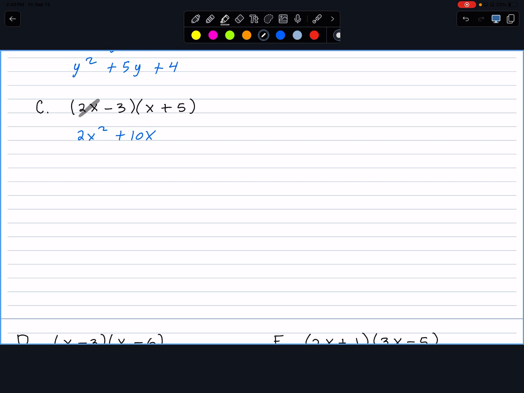I'm going to move on to the negative 3. Make sure it's negative 3, right? Because that's a minus 3. So negative 3 times x is negative 3x. Negative 3 times 5 is negative 15. Any questions on that?